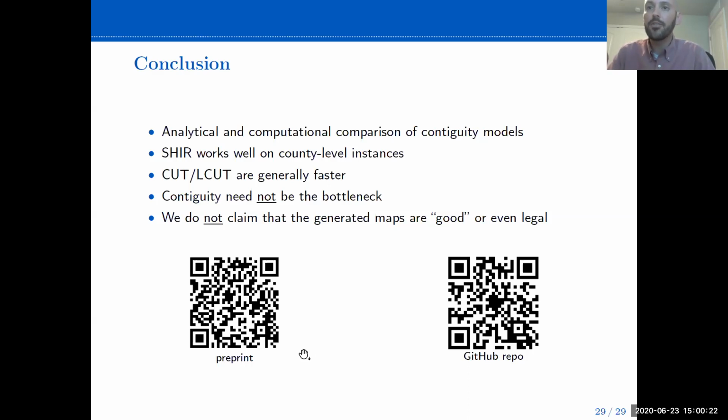And I have QR codes for a preprint of the paper and also for our GitHub repo. So all of our code, all of our input data, everything is there. All of the maps, pictures, and also the block level solutions. We're representing the solutions at the block level. We tell you for each census block which district is it assigned to.